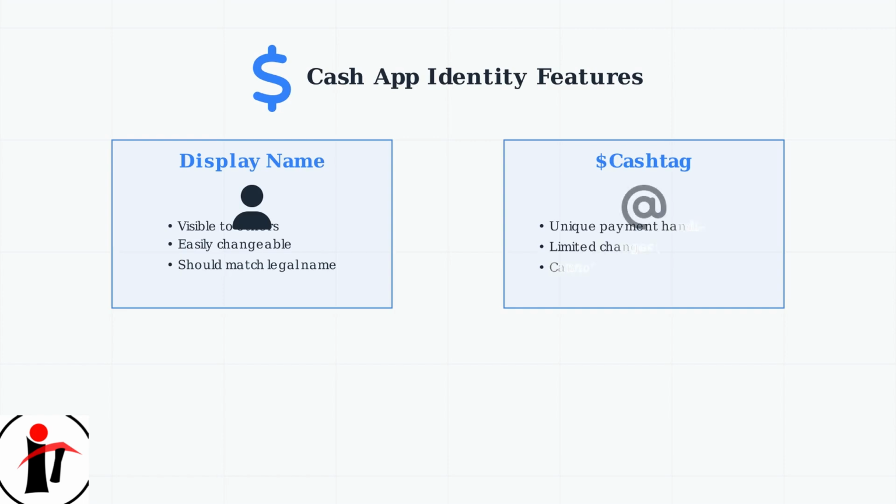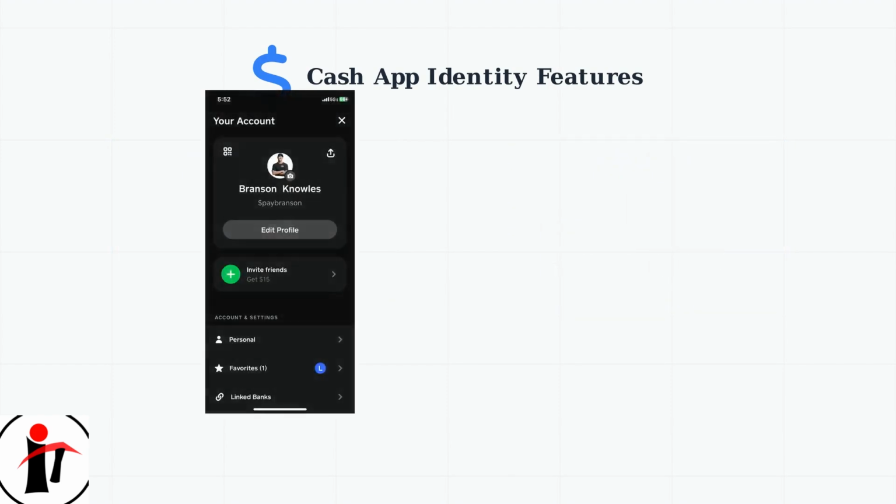Your dollar cash tag is your unique username that serves as your payment handle. Changes are limited to typically 2 to 3 times per account, so choose wisely. Here's an example from the actual Cash App interface. You can see both the display name, Branson Knowles, and the dollar cash tag, Dollar Pay Branson, clearly displayed.